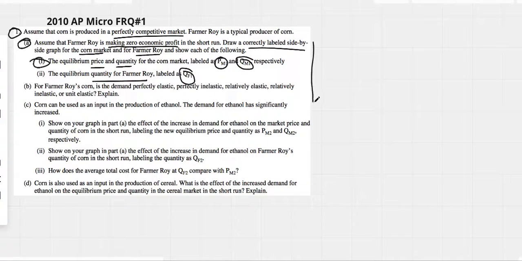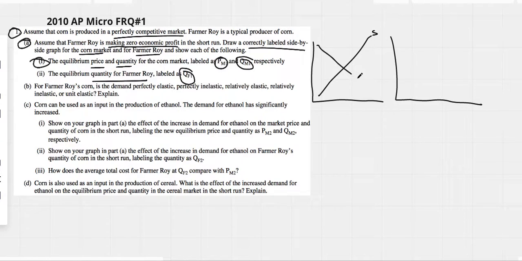So, side-by-side graphs, perfectly competitive, supply, demand. Here's your market. Could be called your industry. Just know that. They could call it industry too. Don't be confused. Here's my firm, Farmer Roy. Obviously, we know perfectly competitive.